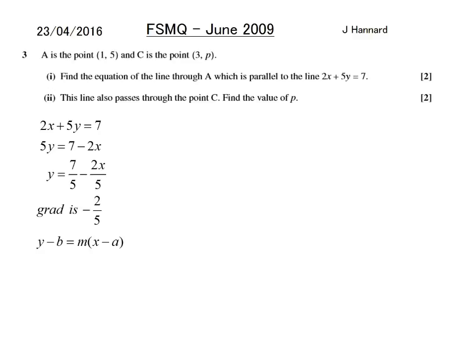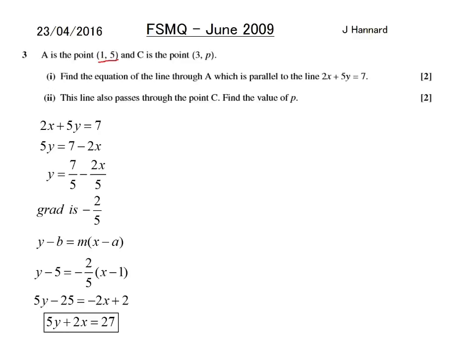And remember, parallel lines have the same gradient. So y minus b equals m(x minus a). Just pick a point. It goes through A, so we're told to use this point here, 1, 5. And you put in the numbers, times throughout by 5, and you get that. Take people over the other side, and you get that. But any acceptable form, yet again, after that point, is absolutely fine.